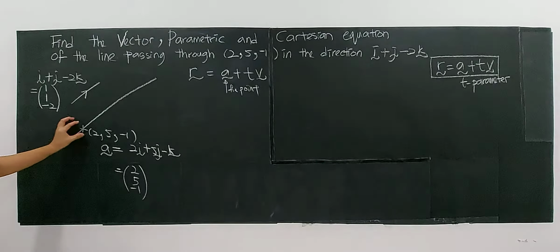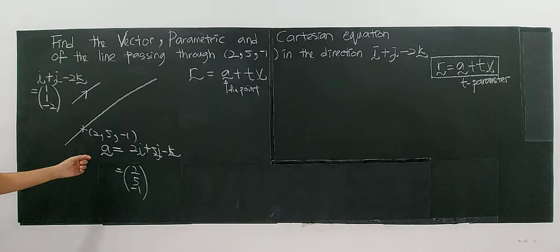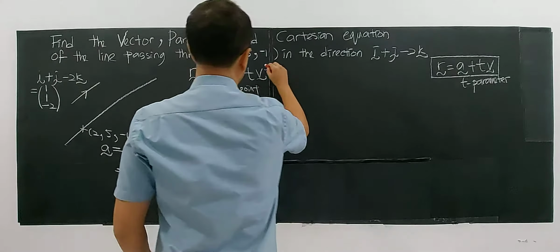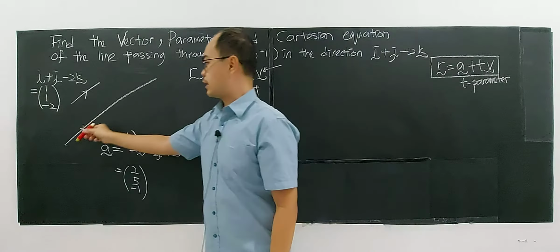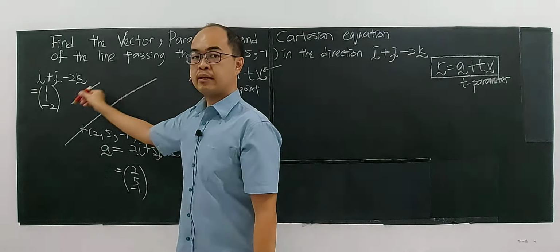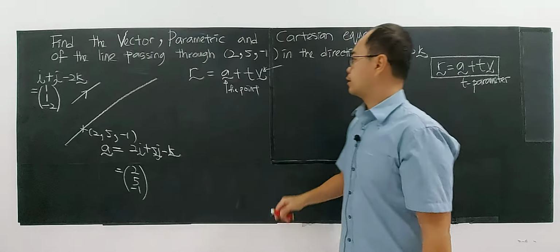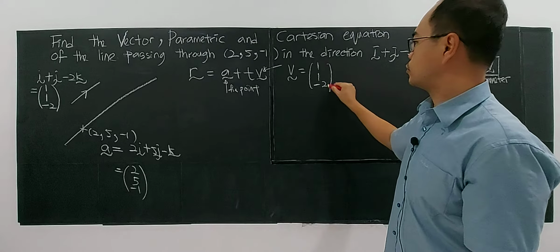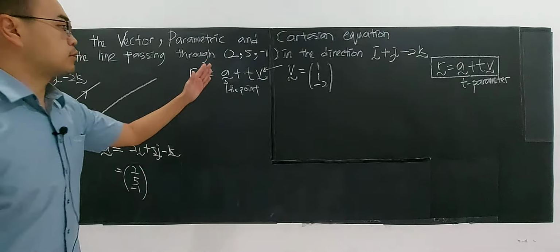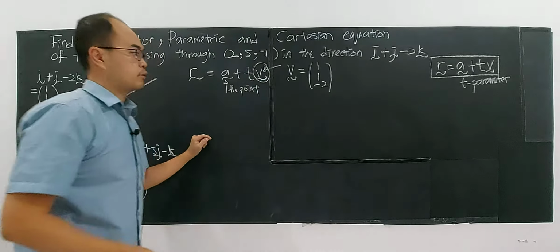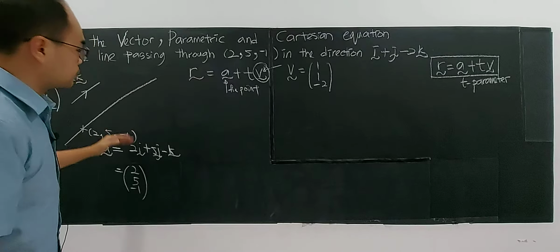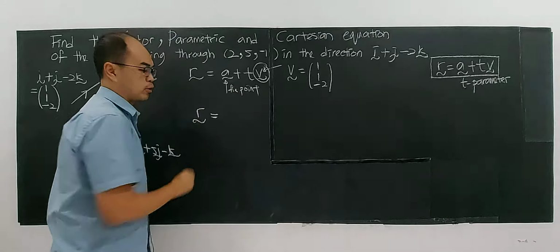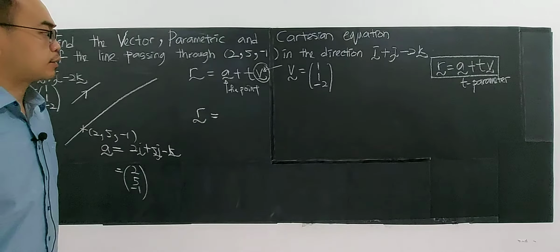This is the first thing, that you know the point, and this point on the line is your position vector a. And v is a direction, any direction parallel to the line. For this case, v will be 1, 1, negative 2, because they already give you the direction. Once you know a fixed point on the line and the direction vector, you can find the equation of the line, r, the position vector.